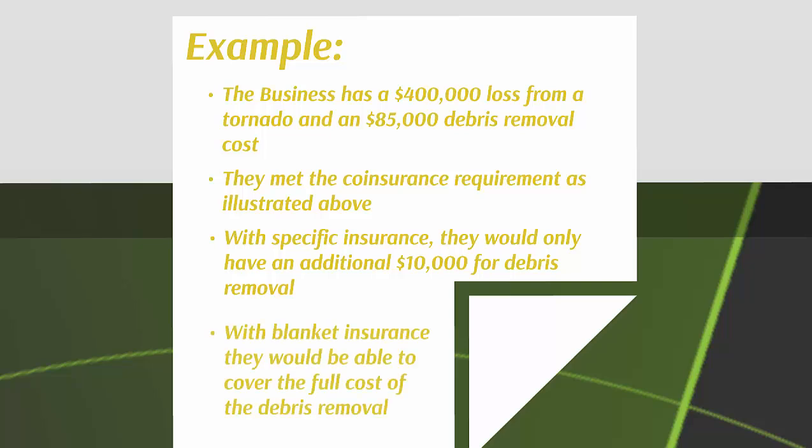But with blanket insurance, they would be able to cover the full cost of debris removal. They would have met the coinsurance requirement, assuming that the building was still worth $500,000, and the $85,000 debris removal is not part of the insurance to value calculation. So therefore, they would have the full $85,000 of debris removal coverage under blanket insurance.